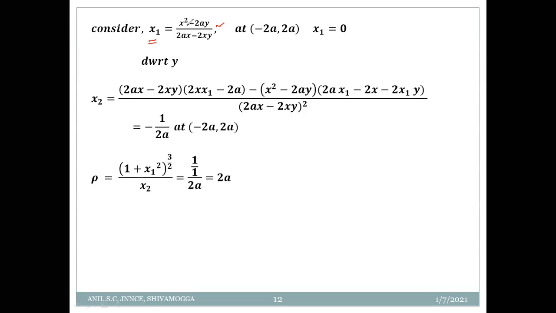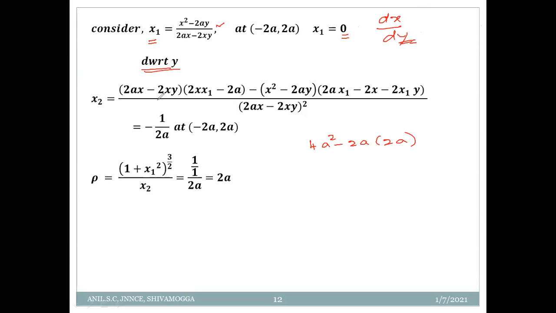Now numerator will be 0. X square, x is minus 2a. Therefore, x square is minus 2a whole square, that is 4a square, minus 2a into y, and y is again 2a. 2a into 2a is 4a square minus 4a square, 0. Numerator is 0, denominator is a finite quantity. 0 divided by any finite quantity is 0. Therefore, x1 is equal to 0. This is x1. x1 means dx divided by dy. This is a derivative with respect to y. Therefore, to find second order derivative, we differentiate with respect to y.